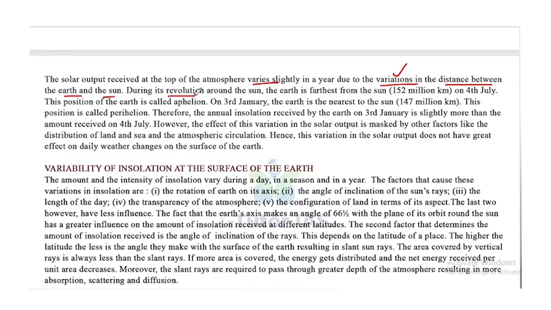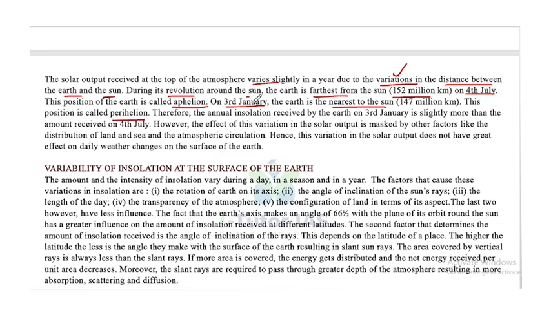During its revolution around the Sun, the Earth is farthest from the Sun, that is 152 million kilometers, on 4th July. This position of Earth is called aphelion, the farthest distance from the Sun. And on 3rd January, the Earth is nearest to the Sun, and this is called perihelion.